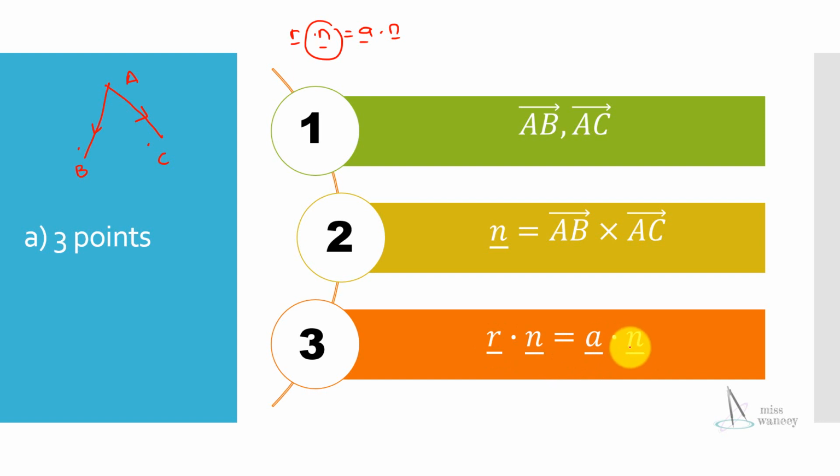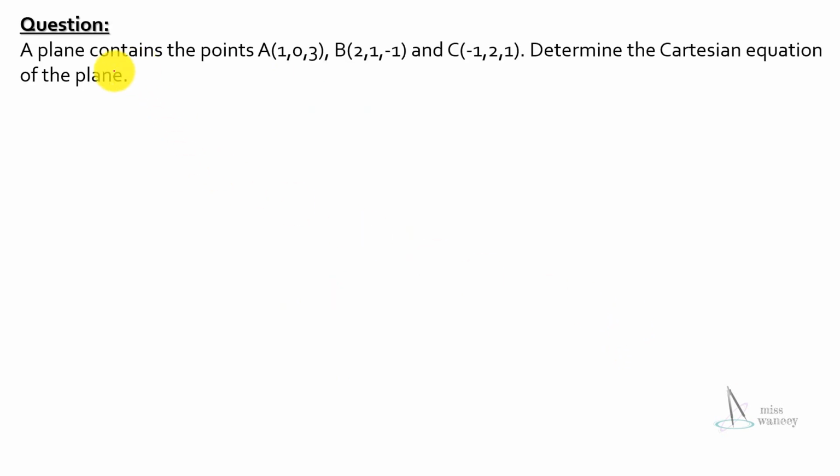So let us see one example. A plane containing the points A, B, and C. Determine the Cartesian equation of the plane. So like I told you before, the first step is to calculate AB and AC. Let me calculate AB first. AB using the formula is OB minus OA.